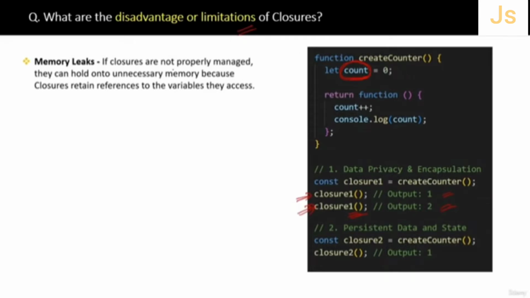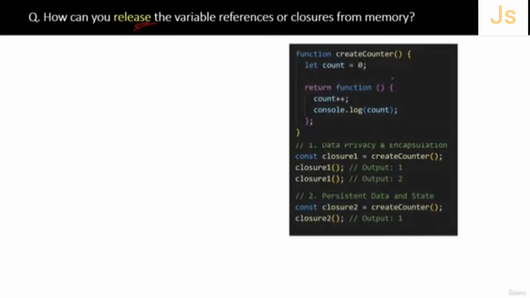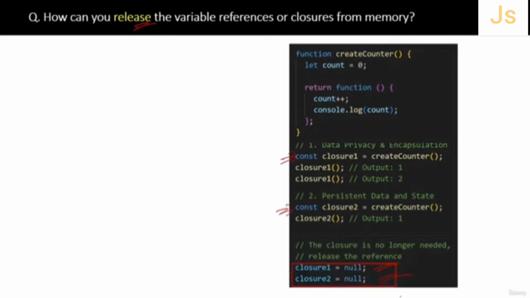So basically, if closures are not properly managed, they can hold on to unnecessary memory because they retain the references to the variables they access, right? So that will then impact the performance, which is basically a disadvantage. How can you release the variable references or closures from the memory? For example, if this is your closure code, then you can release the closures when they are no longer required by assigning null to them like this. The answer is you can release the reference to the closure by setting the closure to null. That will prevent the memory leaking caused by closures.